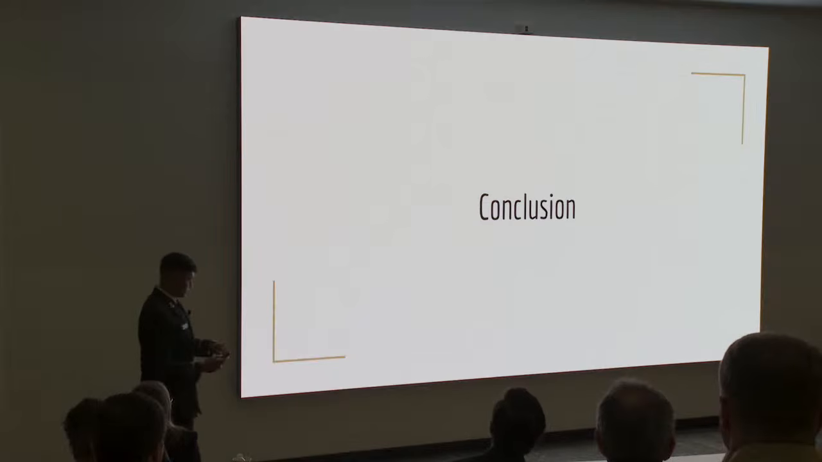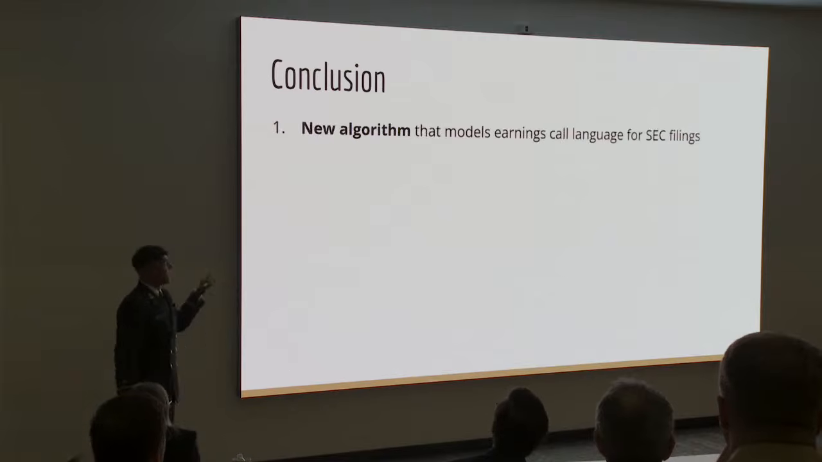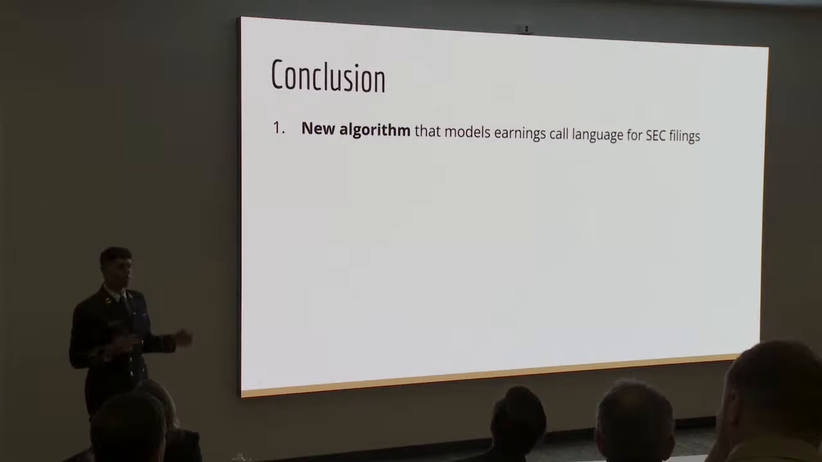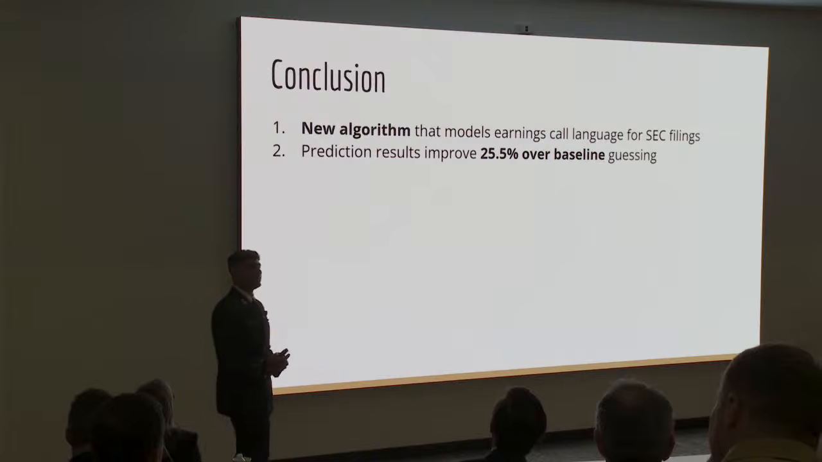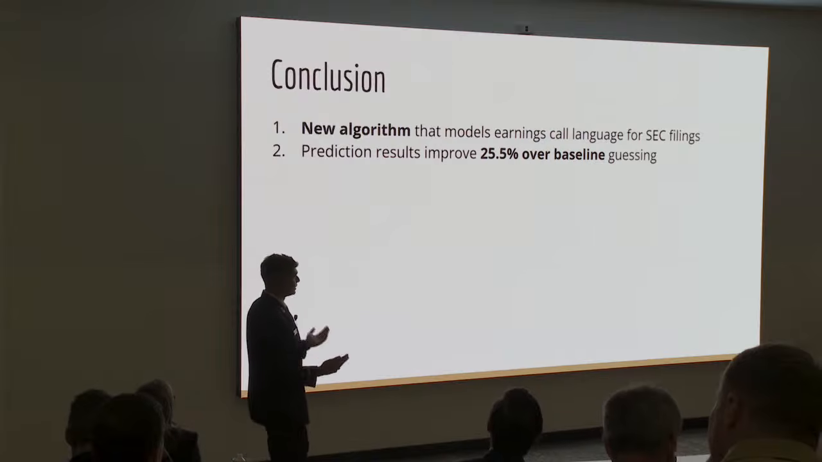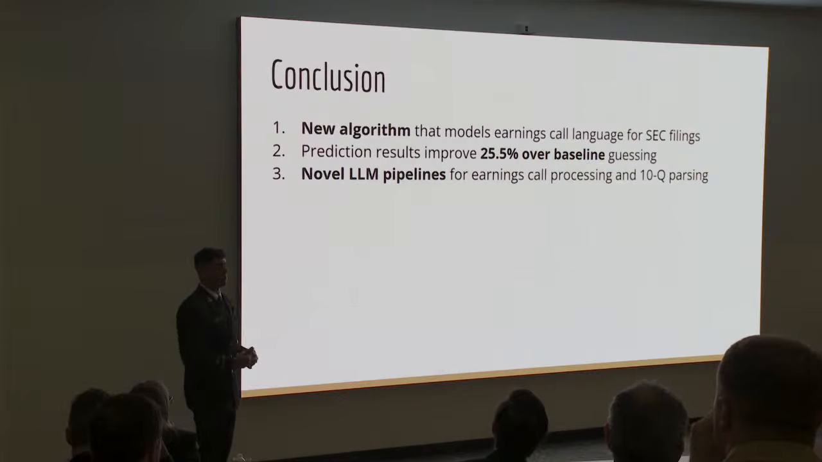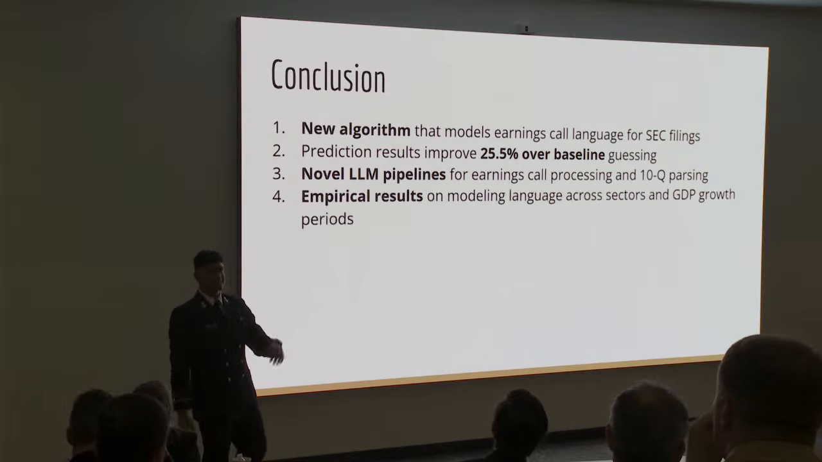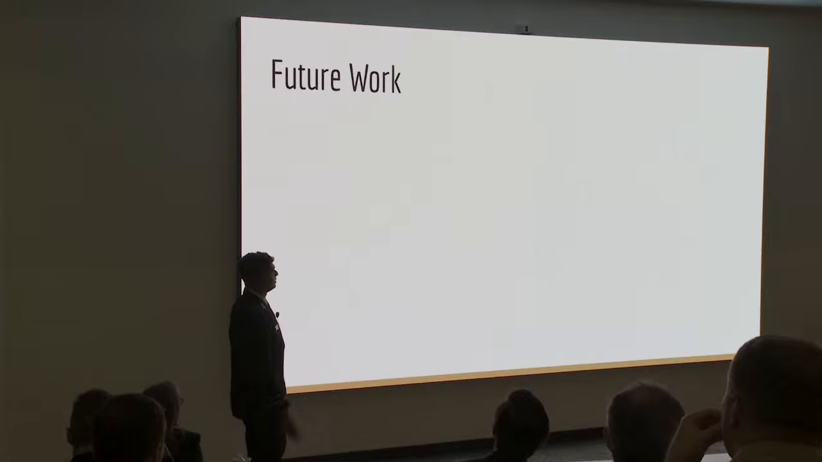So let's move to the conclusion. Our contributions, once again, we have this new algorithm that models earnings call language for SEC filings. And it's pretty good at it too: 25.5% increase over the baseline guessing. That's pretty good. We have novel LLM pipelines for earnings call processing and 10Q parsing. And lastly, we do show empirical results for modeling language across the different sectors and GDP growth periods.